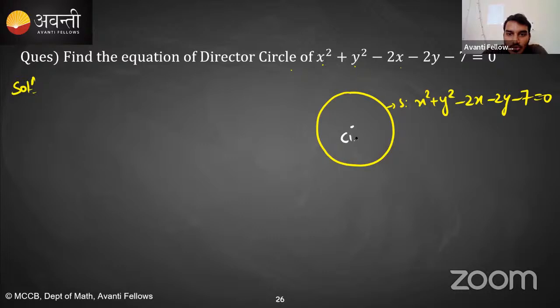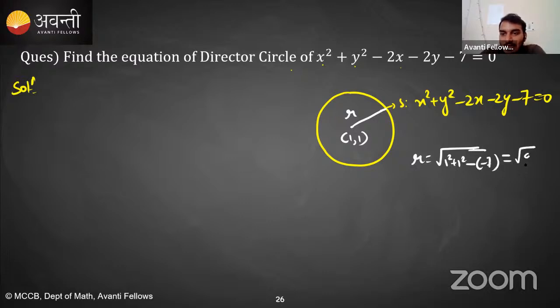Center of this circle is (1, 1). What is the radius of this circle? Radius of the circle is under root of 1 square plus 1 square minus (minus 7), which is root 9, which is 3. So radius is 3, right?